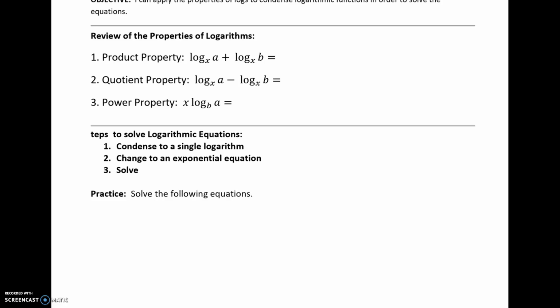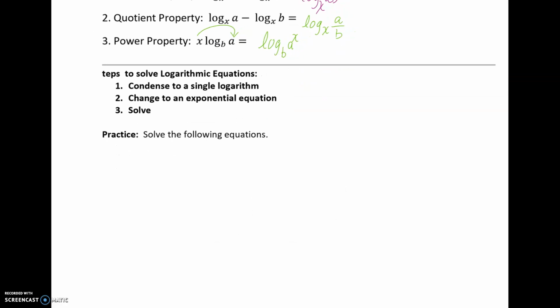The first one is the product property. Log base x of a plus log base x of b equals log base x of a times b, which means you just write the variables next to each other. The quotient property, log base x of a minus log base x of b equals log base x of a over b, written as a ratio or fraction. And number three, the power property, x times log base b of a means we're going to bring that over and make it an exponent. So it's log base b of a to the x.